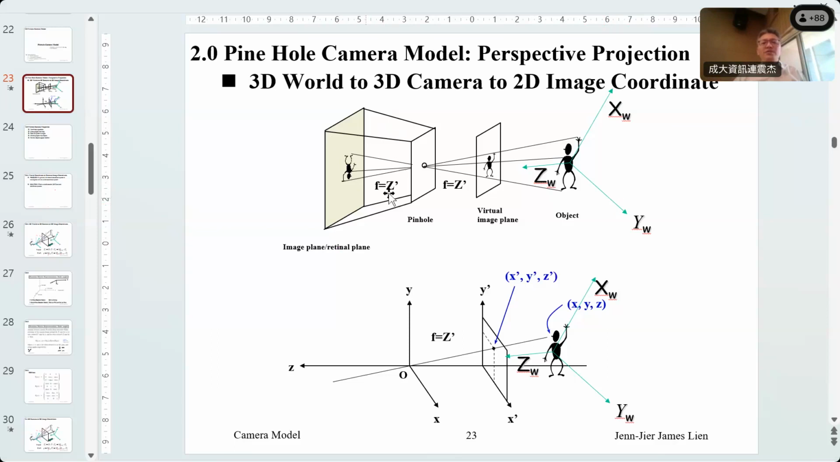For the camera coordinate, 3D camera, you can have many cameras. All the cameras look at only one world coordinate. So the world is only one. Suppose we have 5 cameras, so I have 5 camera coordinates. That's 3D. And each camera coordinate has one image coordinate. That's 2D. So each camera has one 2D image coordinate. That means with 5 cameras, we have 5 corresponding image coordinates.